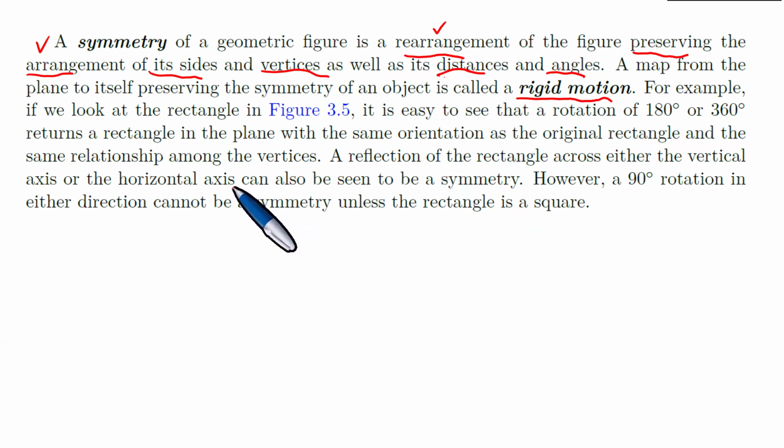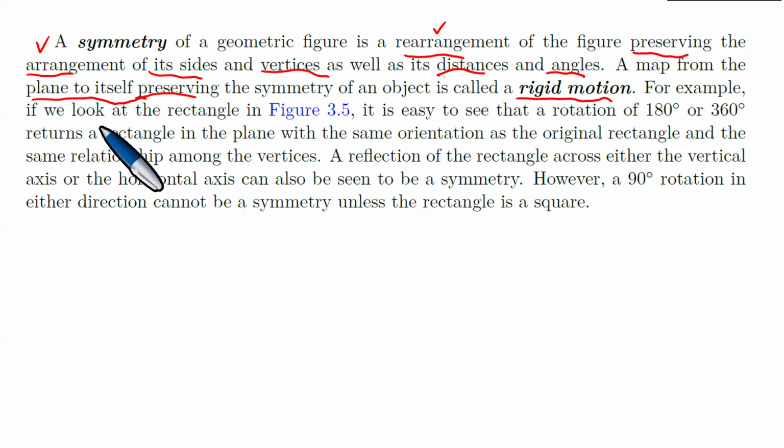But some students can even overlook that. A map from a plane to itself, preserving the symmetry of an object, is called a rigid motion. It's a map from a plane to itself. This map preserves the symmetry of an object. What does it mean to say it preserves the symmetry? It means that after the map, the object looks the same. So the symmetry is preserved.